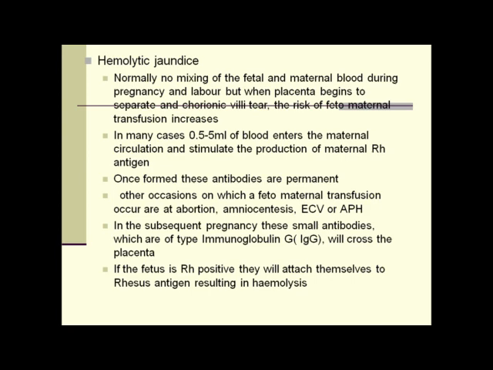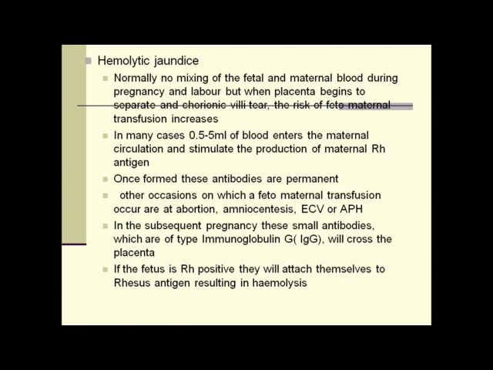Hemolytic jaundice. Normally there is no mixing of fetal and maternal blood during pregnancy and labor, but when the placenta begins to separate, the chorionic villi tear and the risk of fetal-maternal transfusion increases. In many cases, 0.5 to 5 ml of blood enters the maternal circulation and stimulates production of maternal Rh antibodies. Once formed, these antibodies are permanent.